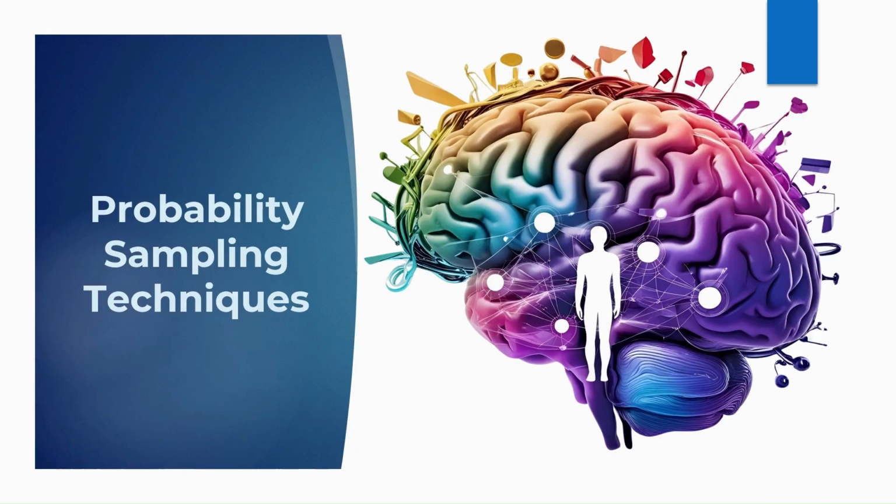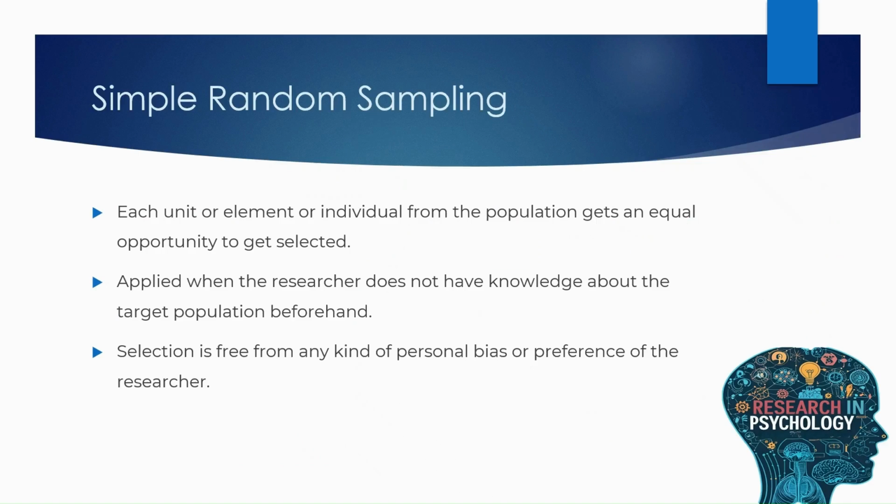And we start with the first, which is probability sampling techniques. Within probability sampling techniques, we are going to see the first one, which is simple random sampling, right? So what is simple random sampling?